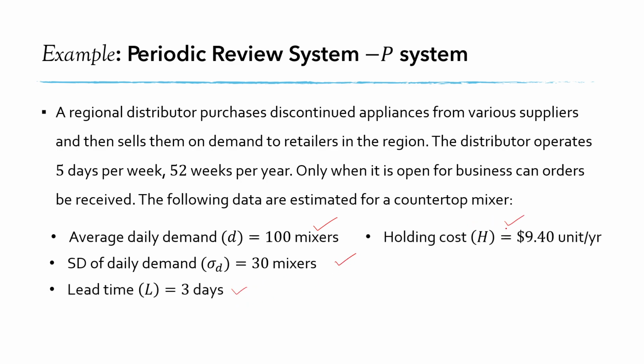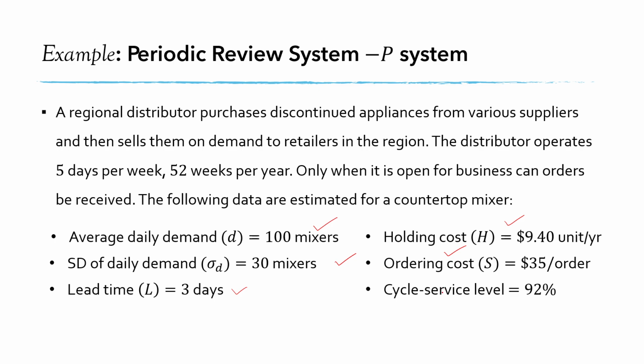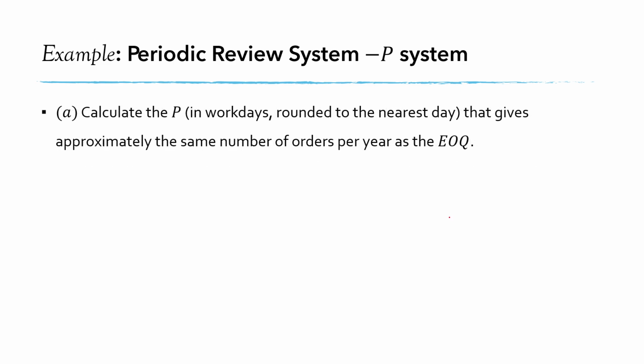Holding cost is $9.40 per unit per year, and ordering cost is $35 per order. The cycle service level is at 92%, and the distributor uses a periodic review system. You are required to calculate the value of P in workdays rounded to the nearest day, that gives approximately the same number of orders per year as the EOQ.